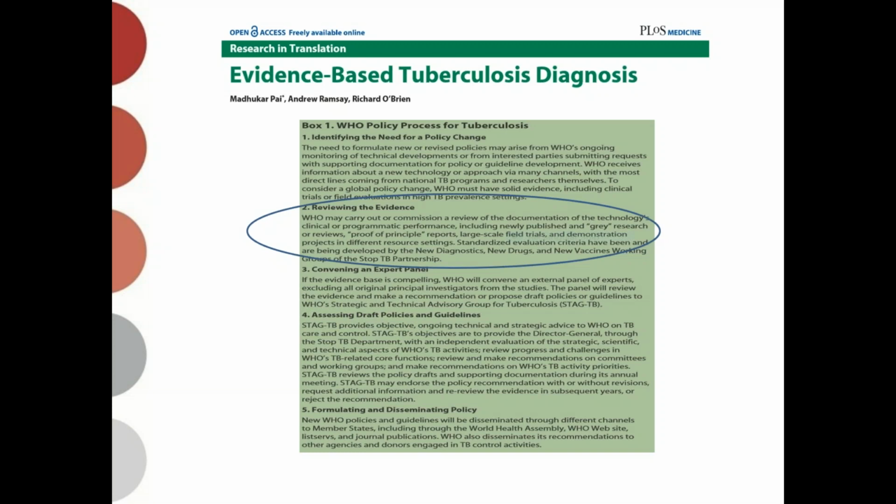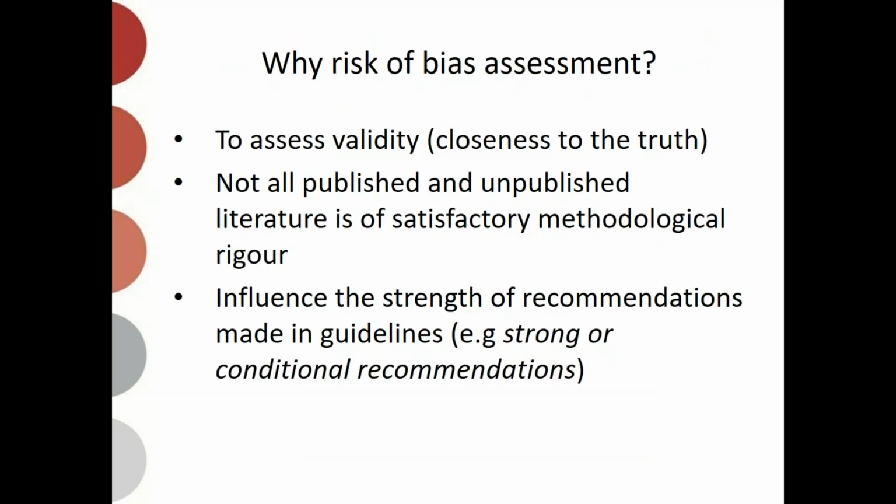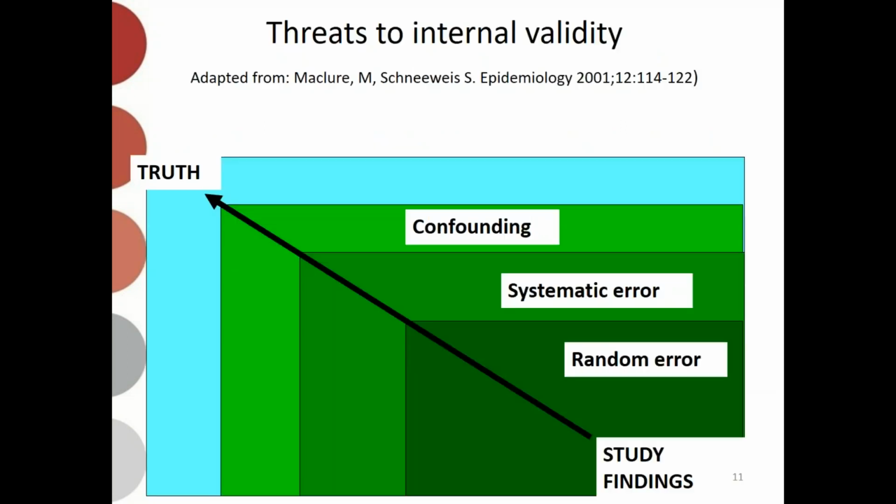Now, why risk of bias assessment? We need to assess risk of bias to assess validity, closeness to the truth. You also know that not all published and unpublished literature is of good methodological rigor. And we also need to assess risk of bias to influence the strength of recommendations depending on whether the evidence has got a high or low risk of bias.